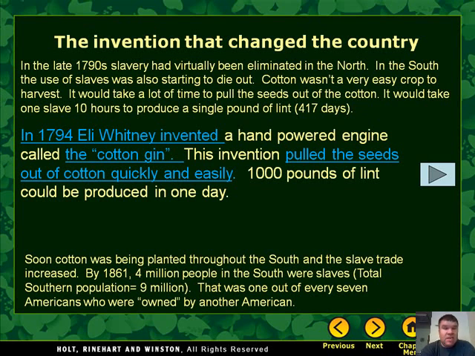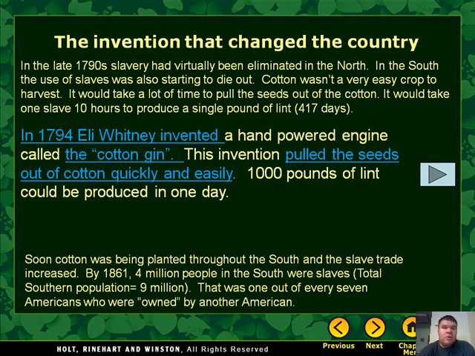Now, in 1794, a man by the name of Eli Whitney invented a hand-powered engine that he called the cotton gin. This invention would pull the seeds out of the cotton quickly and easily. To make 1,000 pounds of lint, it would only take 1 day, whereas before it would take 417 days. So very soon after this invention was introduced, cotton was being planted throughout the South, and because of that, right around 1795 or so, slavery started to increase, and the slave trade started to increase.